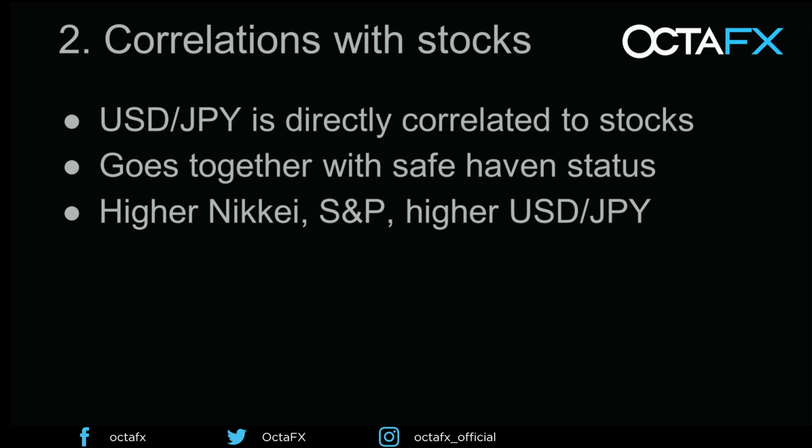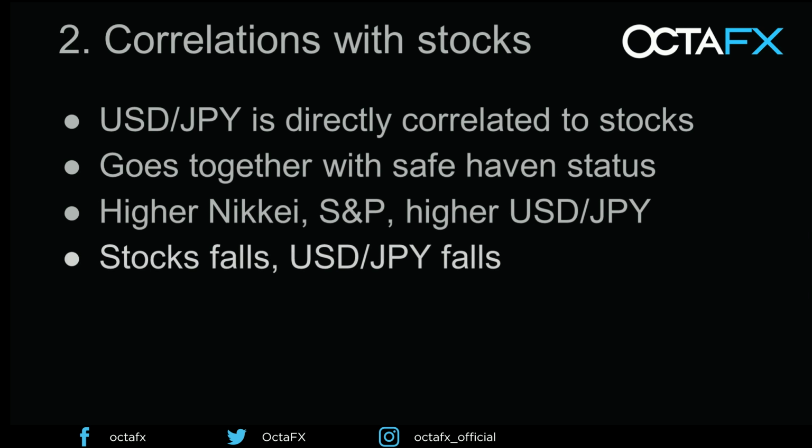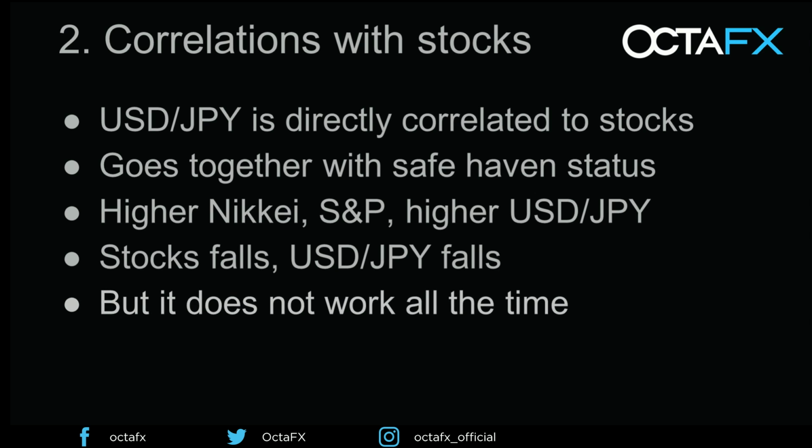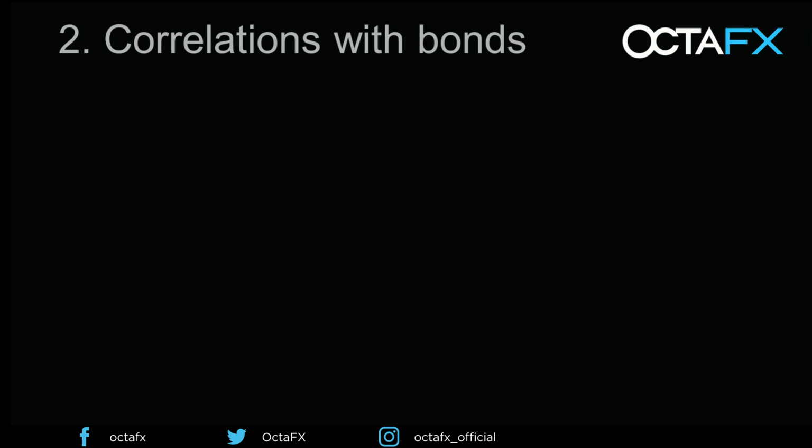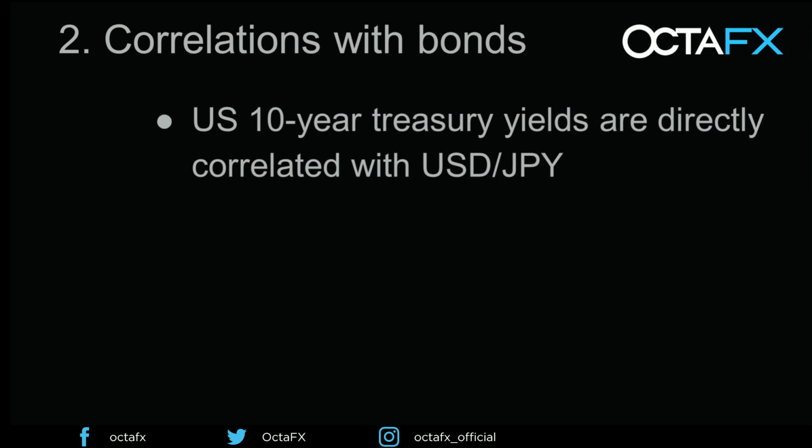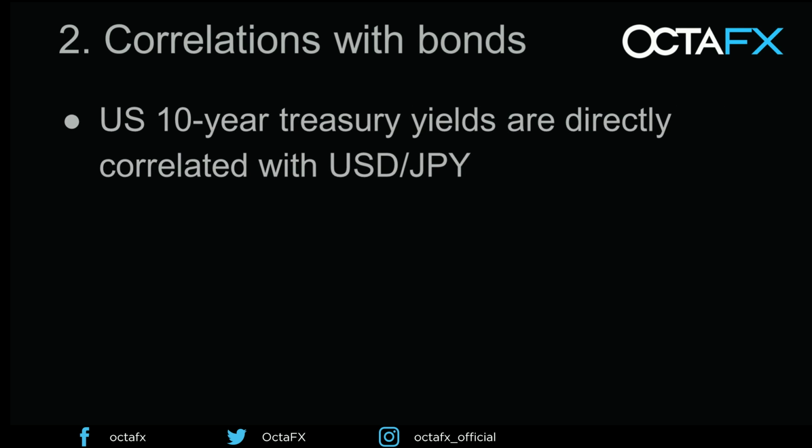Yeah, and usually stock markets go up or down together. Talking about the major indices in Japan, the Nikkei 225, and the S&P 500 in the US. When we have a fall in stocks, dollar yen falls as well. But again, it doesn't work all the time. It's not 100% correlation. With bonds, we do have a better correlation, and it's better correlated to US 10-year treasuries, the global benchmark. Okay, they're better correlated with dollar yen.